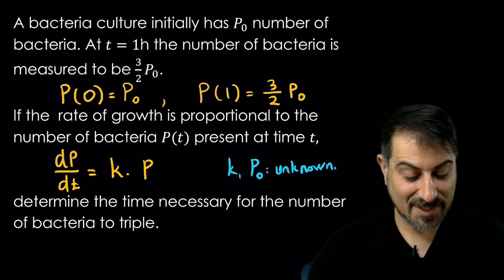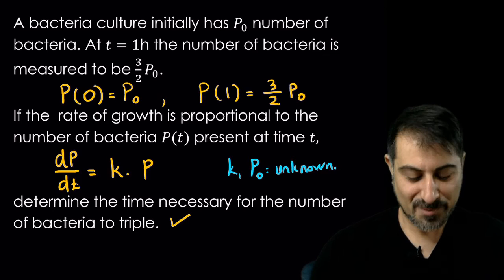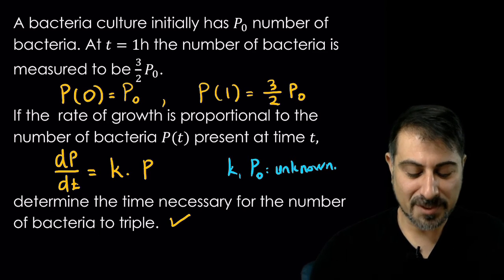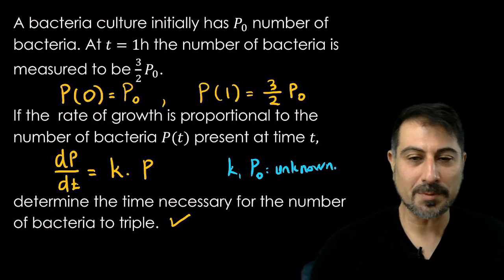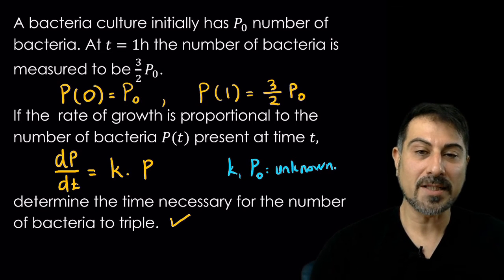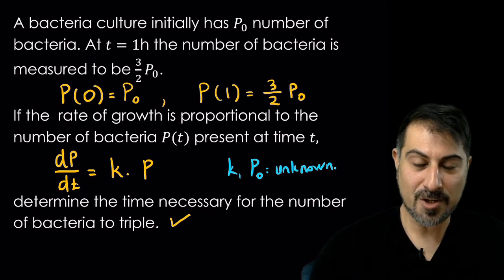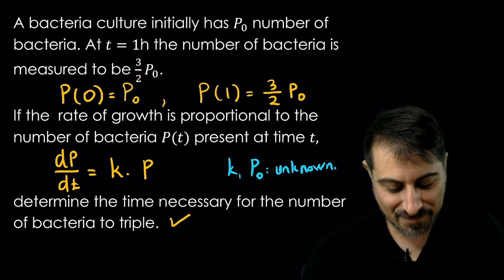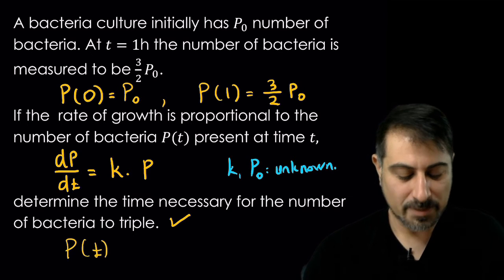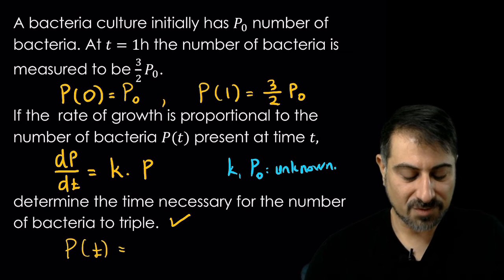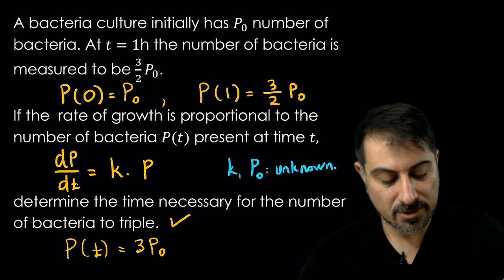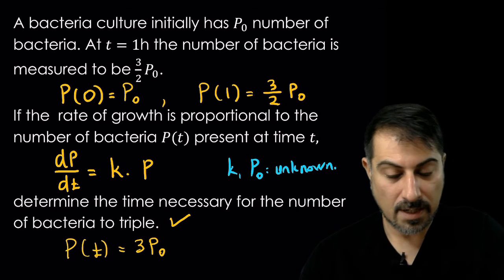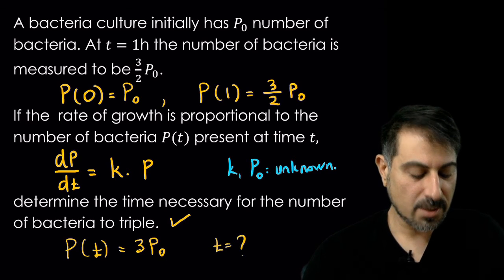Staring at what we have found so far, we have 2 unknowns, k and p sub 0. Now let's look at the last statement. We're going to find the time necessary for the number of bacteria to triple. Initially we have the population p sub 0, and we want it to be 3 times p sub 0. So I'm going to find the time moment for which p of t is equal to 3 times p0. Here, t is what I am trying to come up with.